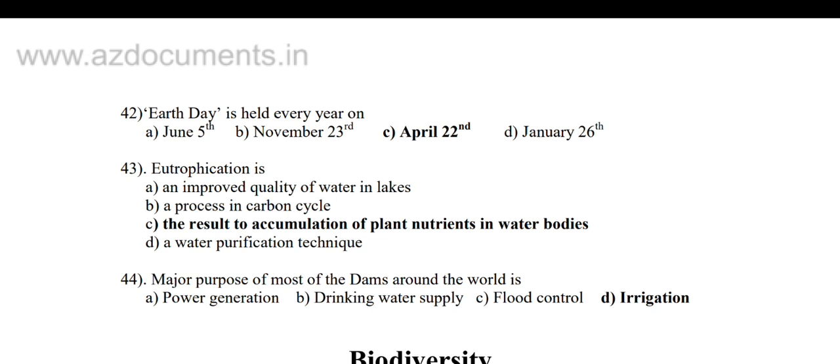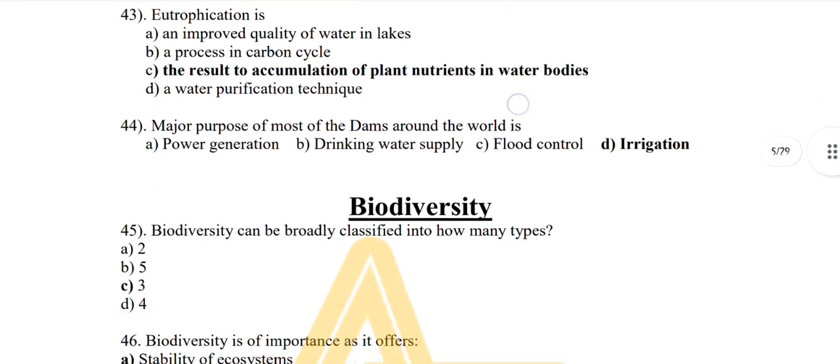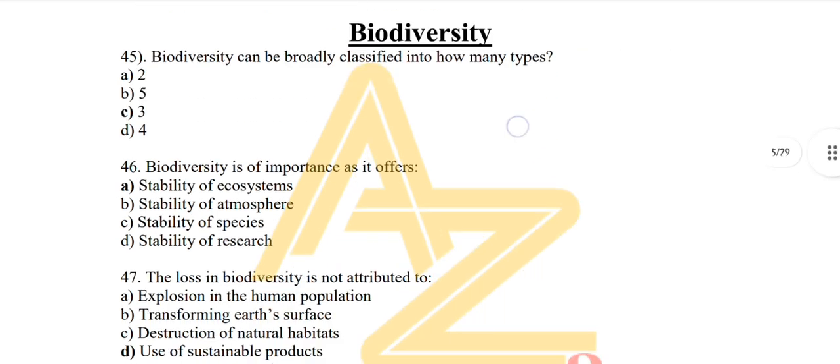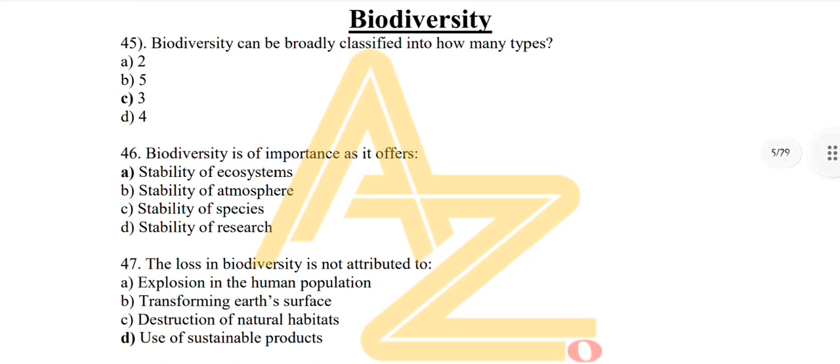Eutrophication is, option C, the result of accumulation of plant nutrients in water bodies. 44th question. The major purpose of most of the dams around the world is irrigation. So, biodiversity part. 45th question. Biodiversity can be broadly classified into how many types? 4 types.